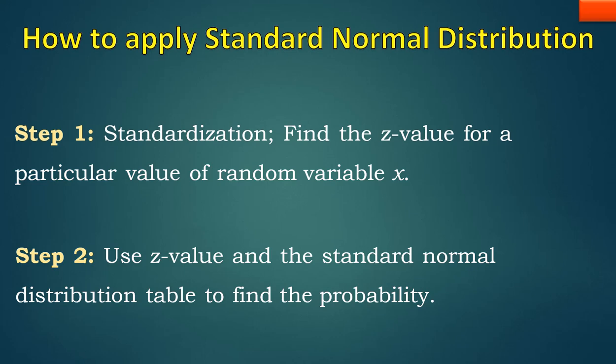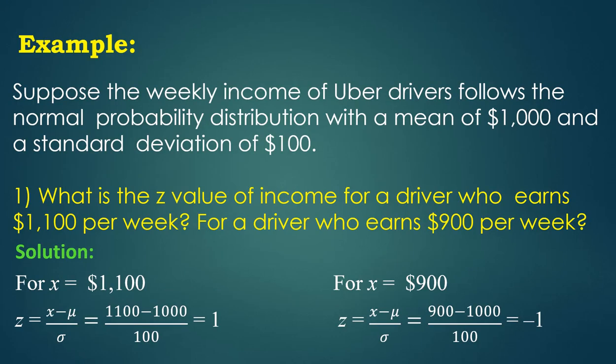Now, how to apply the standard normal distribution? In fact, we have two steps as we saw before. The first step: you have to standardize the value of x and transform it to a z value. Then use the z value and the standard normal distribution table to find the probability. Let's begin with this example.